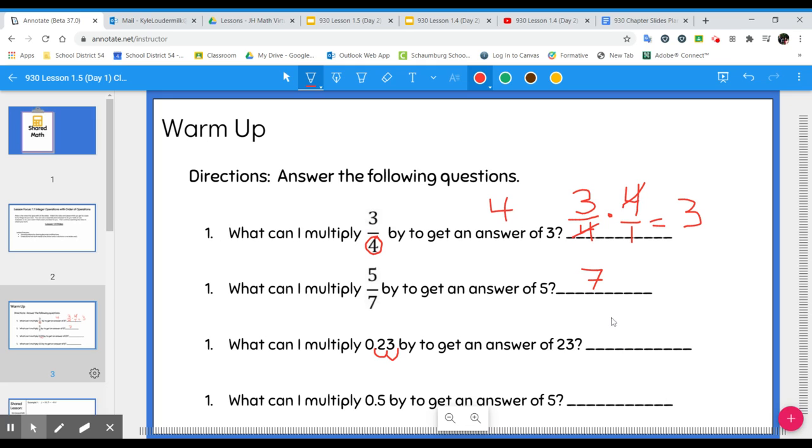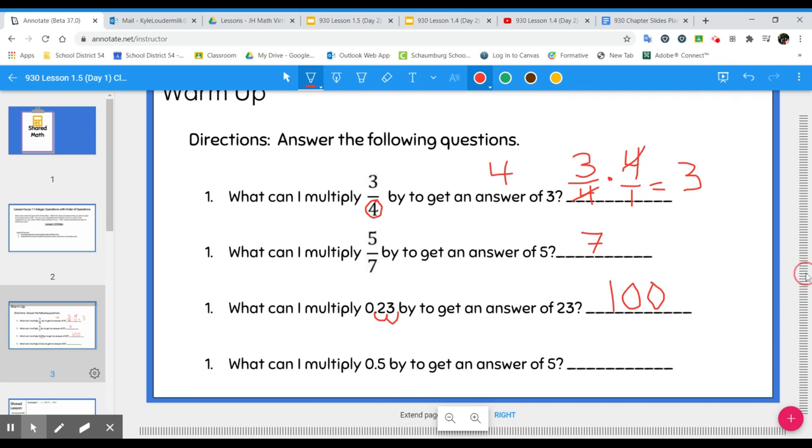So to move it 2 decimal places, I have to multiply by 10 twice, which would be like multiplying by 100. Another trick that I usually tell my students is however many decimal places you have to move, that's how many zeros should be in your multiple of 10. So that's where the 100 comes from. If you look at the next one, how could I multiply 0.5 to get an answer of 5? I would multiply by just 10 to get an answer of 5 because I have to move it 1 decimal place. And that's the warm-up.